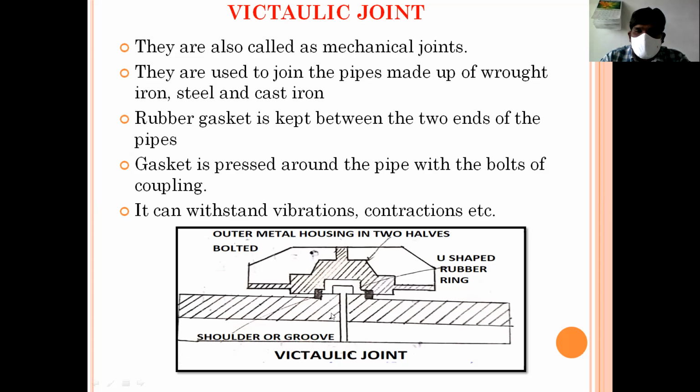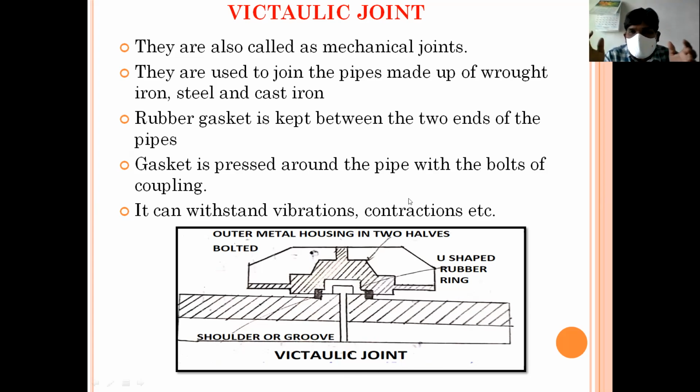A rubber gasket is kept between the two ends of the pipe. The same structure will be at the other end. So with the help of a bolt, the rubber gasket will be pressed tightly against the pipe on one side and the other side, so that the flow will continue and the joint will be leak proof. Water may not leak from those joints.